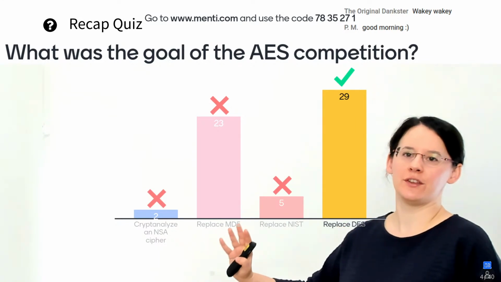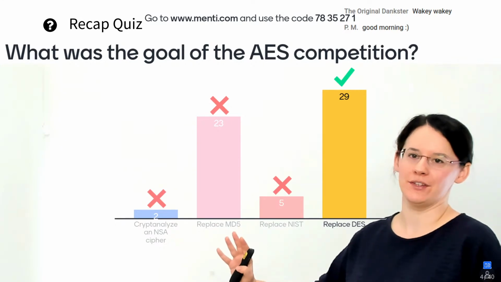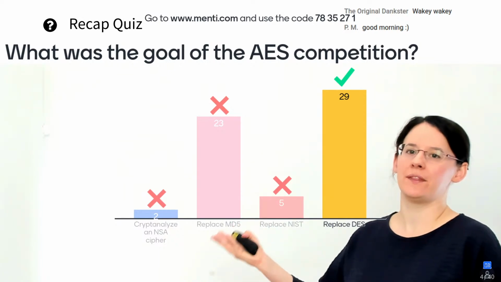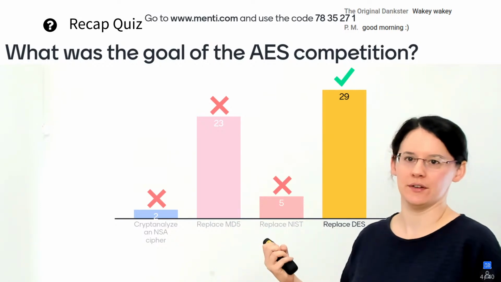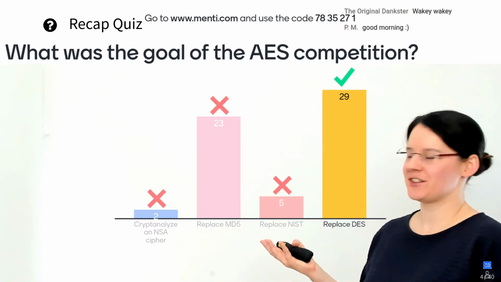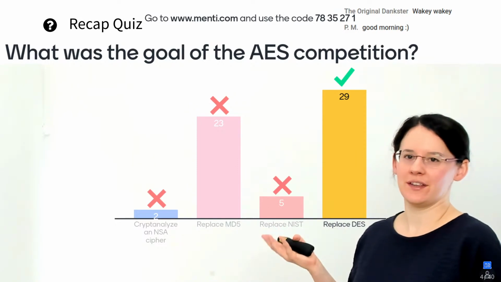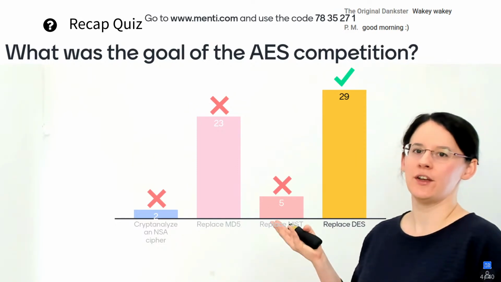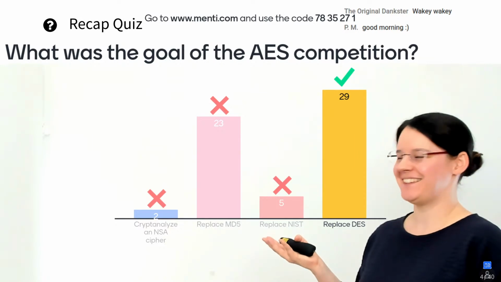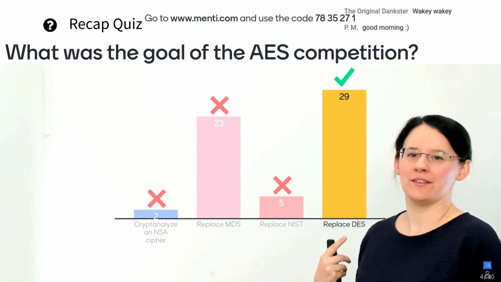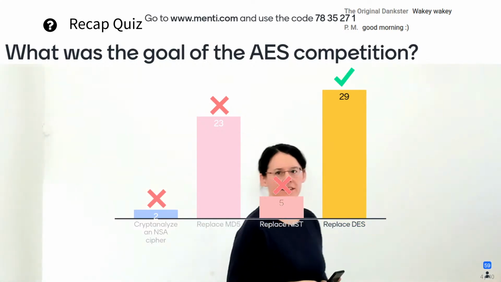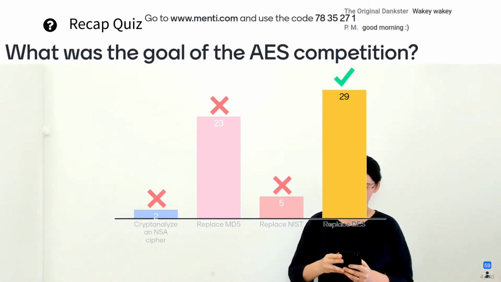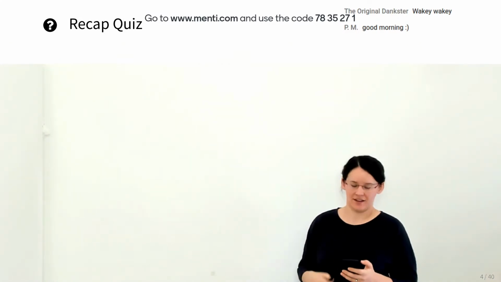MD5 is also a function that was replaced, however not in the AES competition. This is a very old hash function that needed replacement, but that was superseded by NIST's own designs, such as SHA-1, SHA-2, and so on. And NIST finally is the actual organization or the official government body in the US who organizes these competitions. So replacing NIST is definitely not the goal. But replacing this old block cipher was the goal, where DES is Data Encryption Standard and AES is short for Advanced Encryption Standard. So clearly the next step.